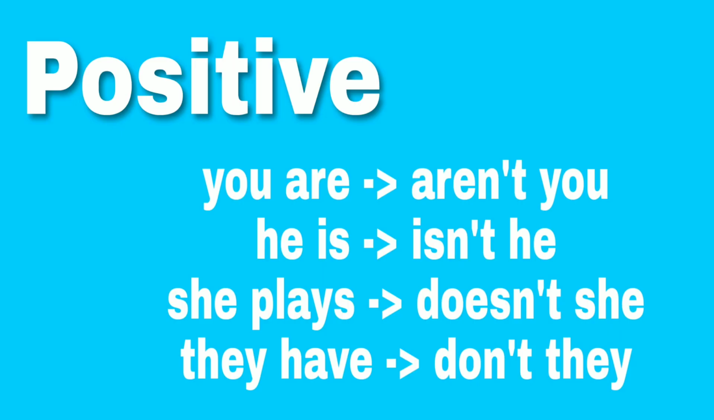A negative question tag is used for a positive sentence. For example, you are going to finish the dishes, aren't you? He is going to come over tomorrow, isn't he? She plays ball, doesn't she? They have a puppy, don't they? So you can see the sentence is still positive with a negative tag.